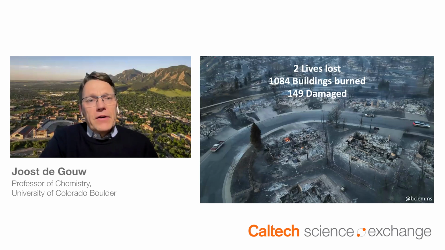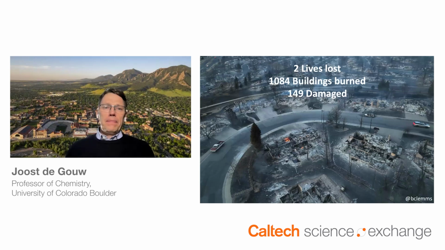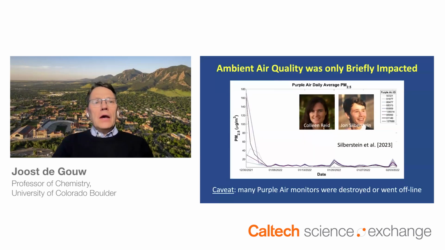As a result of this fire, over 1,000 buildings were burned. Around 149 were damaged, and 2 lives were lost. And this picture is taken the day after the fire. So ambient air quality was only briefly impacted. Ironically, it snowed the day after the fire, and it put all of the fire out.